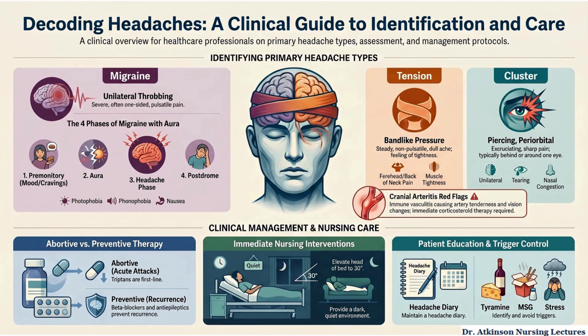Cranial arteritis is a major red flag because patients can develop vision loss. Those patients are treated with corticosteroids. Imaging is generally only indicated if abnormal neurological findings or other clinical red flags are present. Abortive therapy treats the active migraine attack. Preventive therapy reduces recurrence frequency. During acute migraine attacks, nursing interventions include a dark, quiet room, reduced stimulation, head of bed elevation, and timely medication administration. And long-term prevention heavily depends on trigger identification, headache diaries, stress reduction, hydration, regular sleep, and consistent meals.